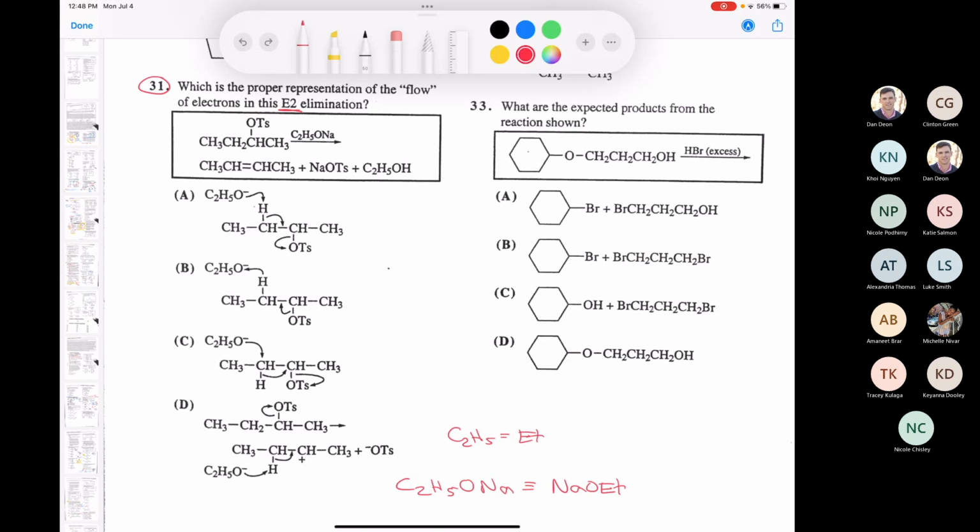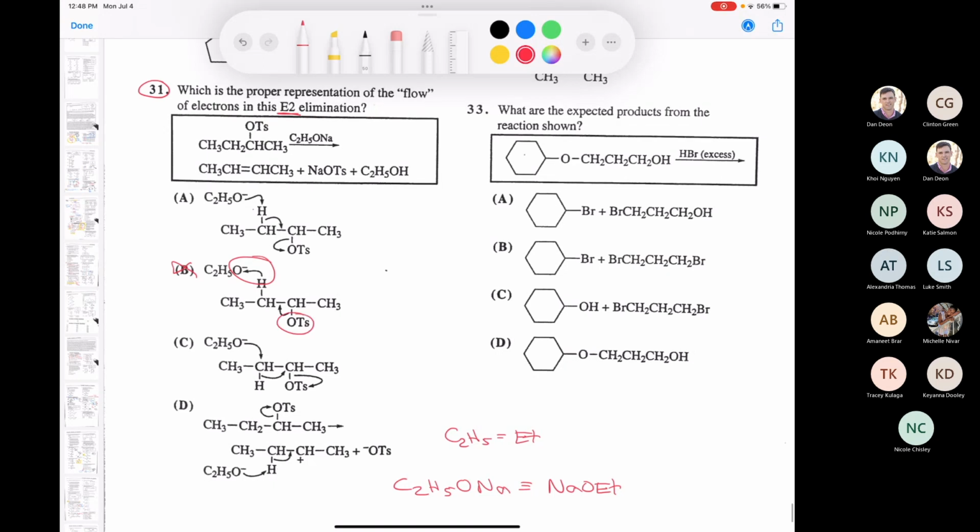Are there any mechanisms that just look, oh no, this is not good? Any mechanisms that look totally wrong to you? I agree, Michelle. B looks really funny, doesn't it? Why would you be drawing a curved arrow starting on an atom and then going to a negative charge like that? That's impossible. So that's a big no-no.